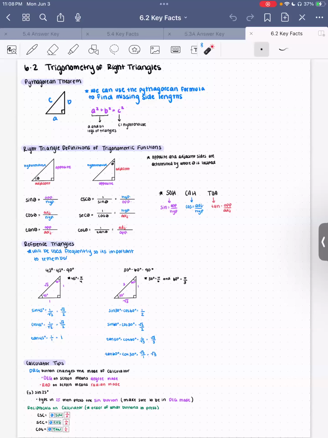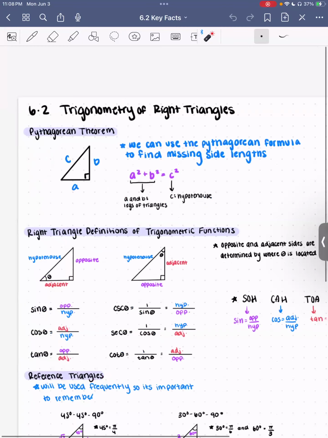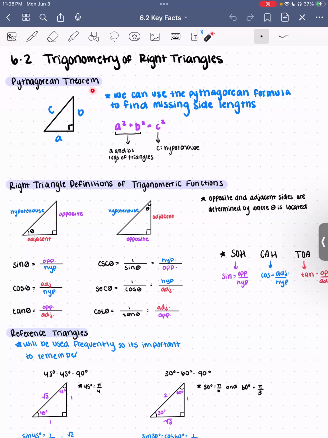Hi guys. So today we're going to be going over some 6.2 key facts. 6.2 is trigonometry of right triangles. When we're doing this lesson, one of the main components that's going to come up often in trigonometry is the Pythagorean theorem. Typically we use the Pythagorean formula or theorem to find the missing side lengths.